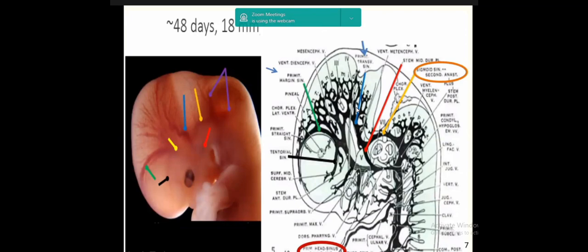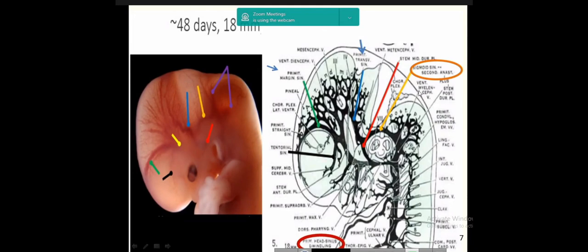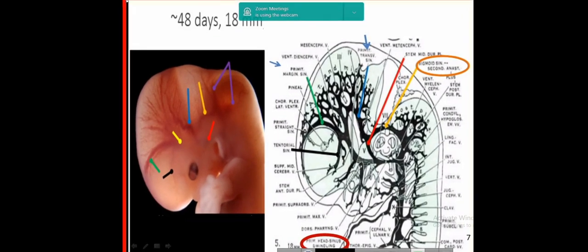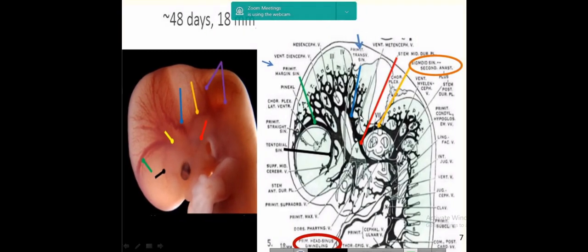Next, when the fetus is about 48 days old and the length is about 18 millimeters, this is the age at which the otic vesicle starts developing and becomes a barrier between the internal jugular vein and the stem of the mid-dural plexus and primary head sinus. When the barrier forms like this, it gives way to the formation of the sigmoid sinus here, which forms as a secondary anastomosis between the marginal and developing transverse sinus and the jugular vein.